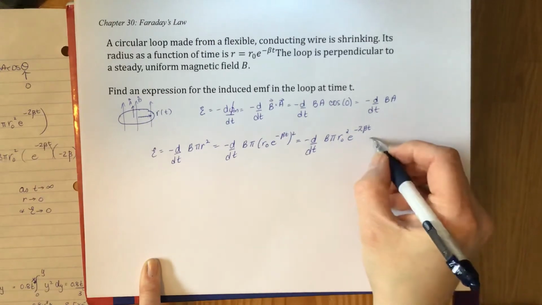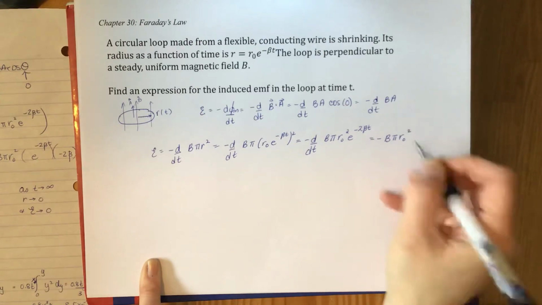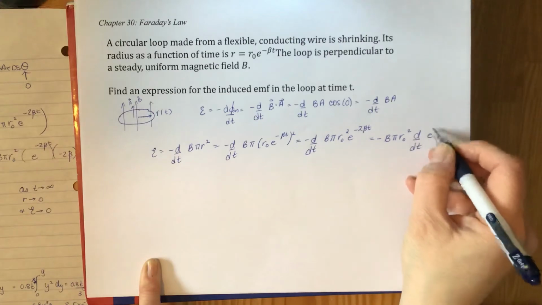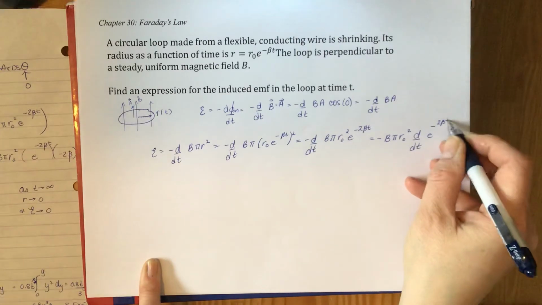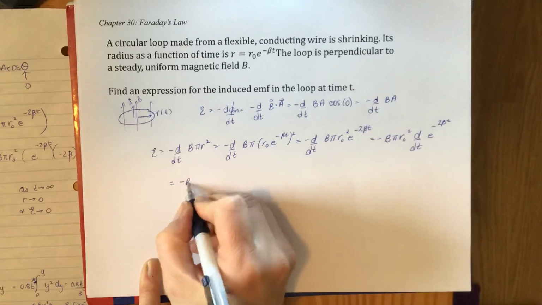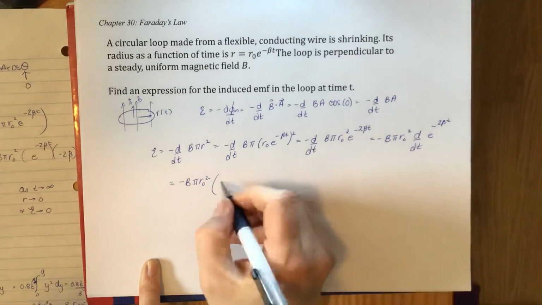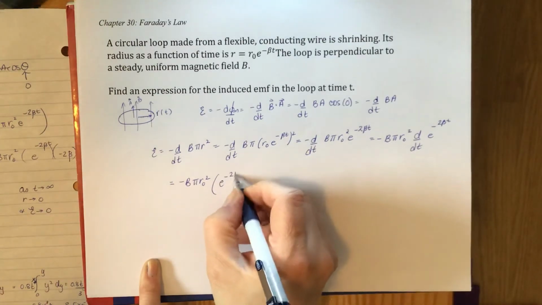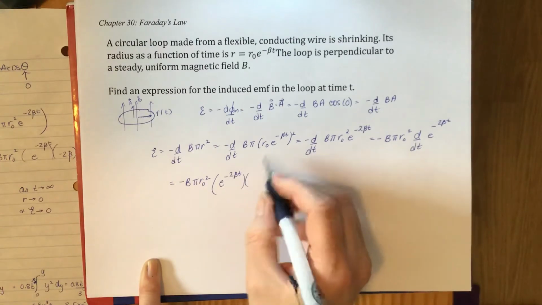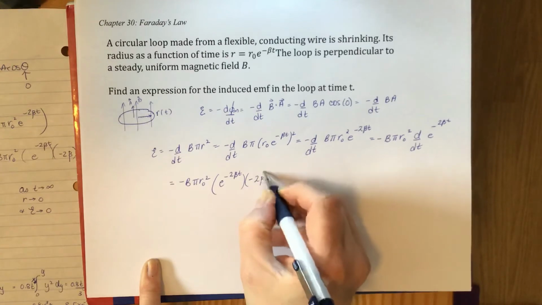Let's take our constants out front first. So we have minus B times pi times r0 squared times d by dt of e to the minus 2 beta t. So we have to take the derivative of this guy. The derivative of that guy is equal to, we have the thing by itself, e to the minus 2 beta t, times the derivative of what the exponent is. The derivative of minus 2 beta t is minus 2 beta.